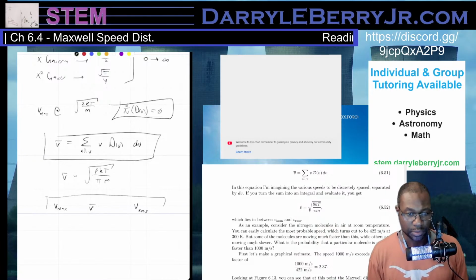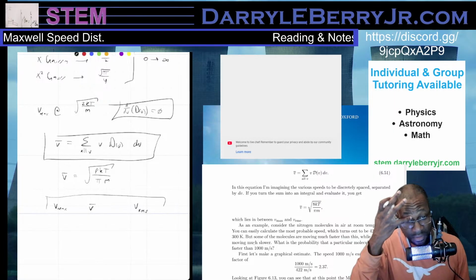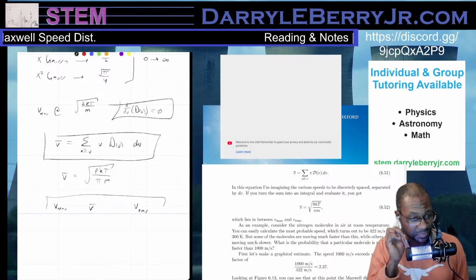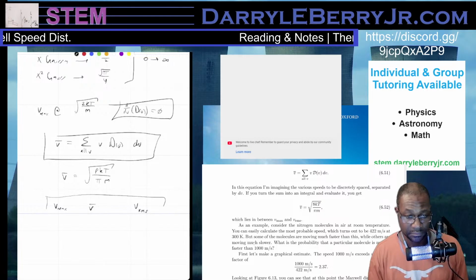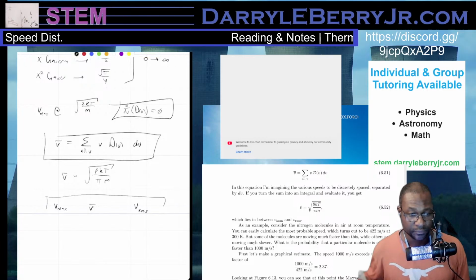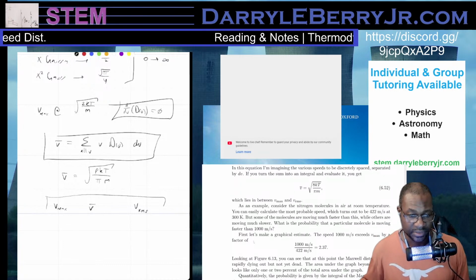As an example, consider the nitrogen molecules in air at room temperature. You can easily calculate the most probable speed, which turns out to be 422 meters per second at 300 Kelvin. But some of the molecules are moving much faster than this, while others are moving much slower. What is the probability that a particular molecule is moving faster than 1000 meters per second? First, let's make a graphical estimate. 1000 meters per second exceeds vmax by a factor of 2.37. Looking at figure 6.13, you can see that at this point, the Maxwell distribution is rapidly dying out, but not yet dead.